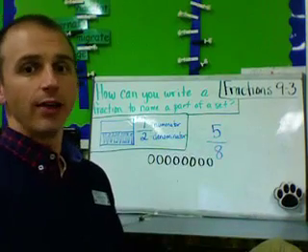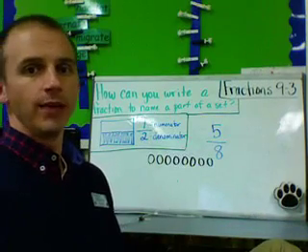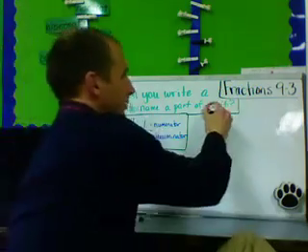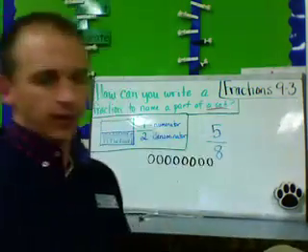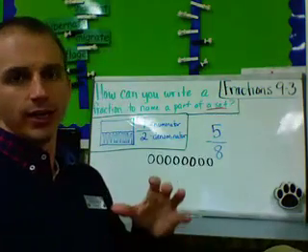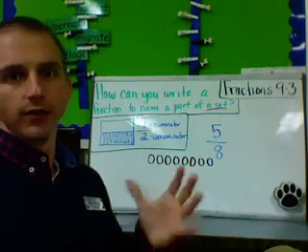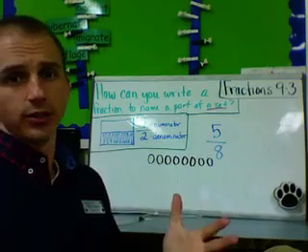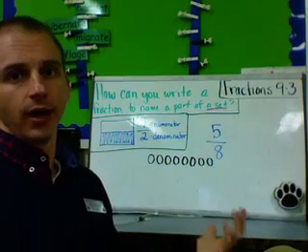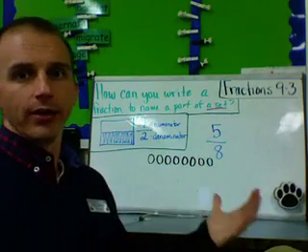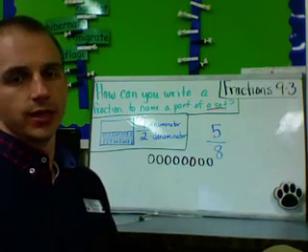Our essential question is, how can you write a fraction to name a part of a set? This is what's going to be a little different. What's going to be different is that we're looking at a set of objects. We've done a little bit of this with multiplication and division, but now we're going to take a set of objects and look at how a fraction can be written using a set of objects.